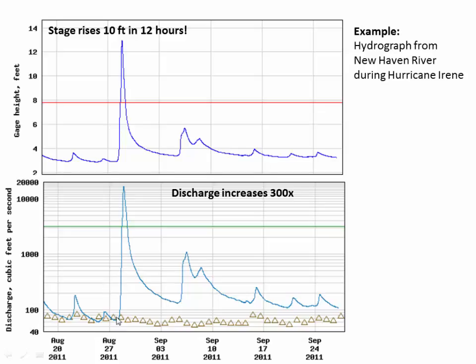And of course, that 10-foot rise translates to about 300 times increase in discharge. So keep in mind, even though the height of the river only rises by about a factor of 4, because the channel area is getting much larger as the water rises, the discharge increases even faster. So there's not a linear relationship between stage and discharge. It's a non-linear relationship.